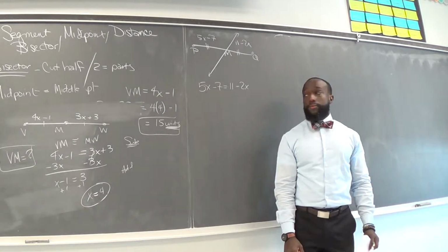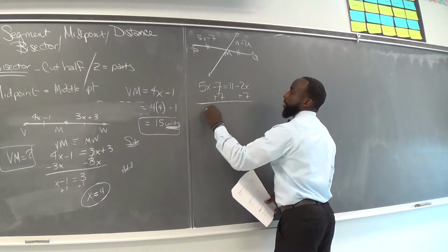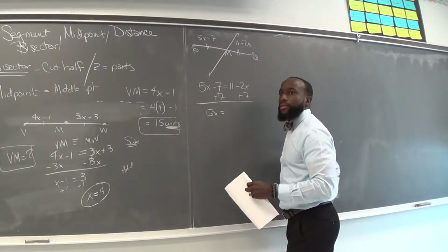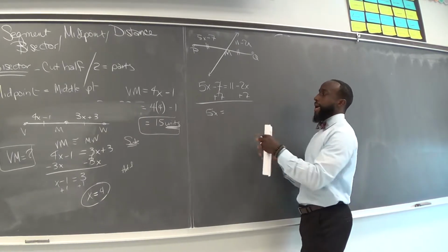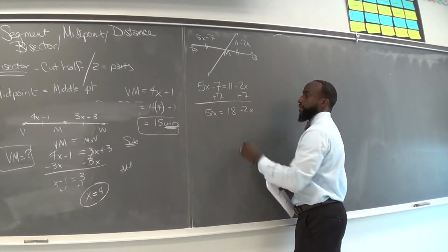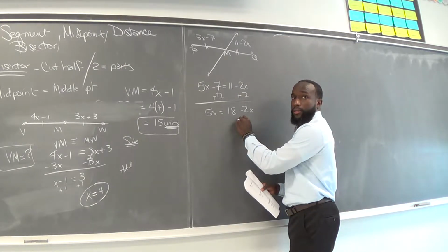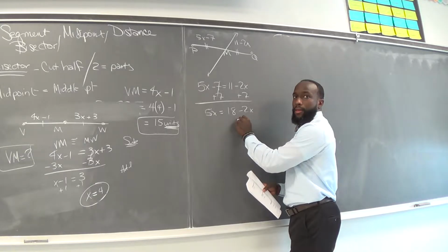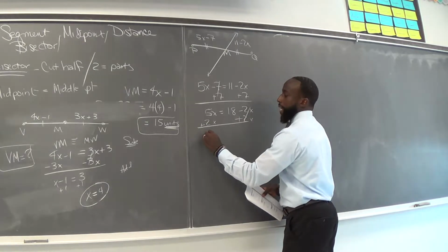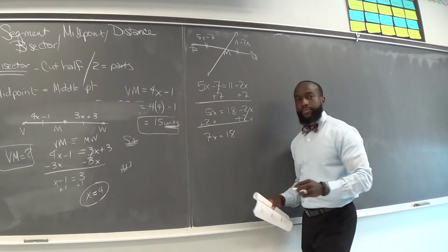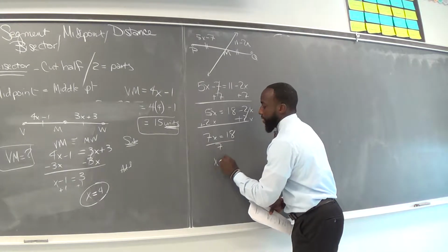Okay? Alright, what do you want to do first? Add 7 to both sides. So you'll have 5x equals 18 minus 2x. Then what? Add 2x. Why add? Because it's a negative sign. Good. So now we've got 7x equals 18. Then from here, divide by 7. x equals 18 over 7.